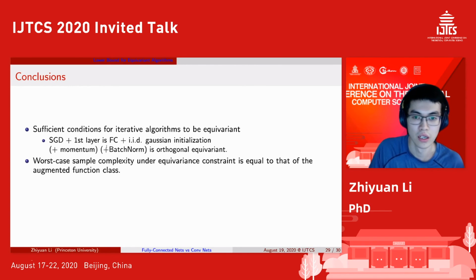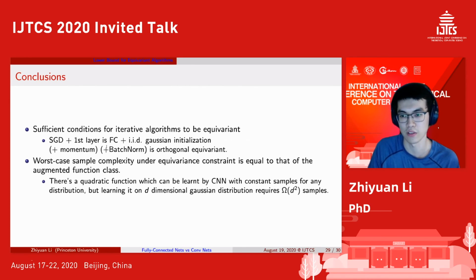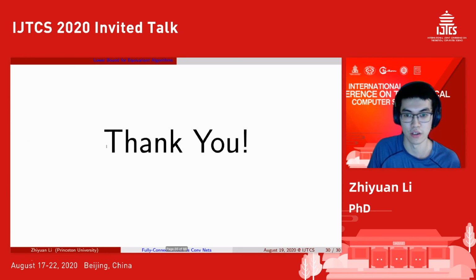We also show that the worst case sample complexity under the equivariance constraint is equal to that of the augmented function class. So we show that there is a quadratic function which can be learned by a CNN with constant samples for any distribution, but learning it on a d-dimensional Gaussian distribution requires d squared samples. Okay, this is the end of my talk. Thank you.